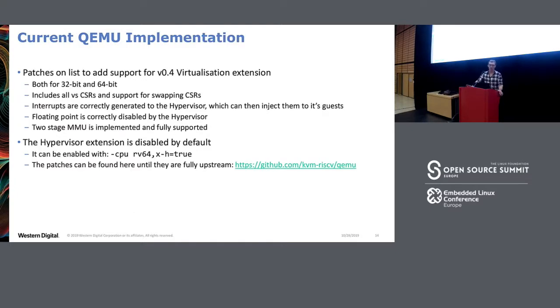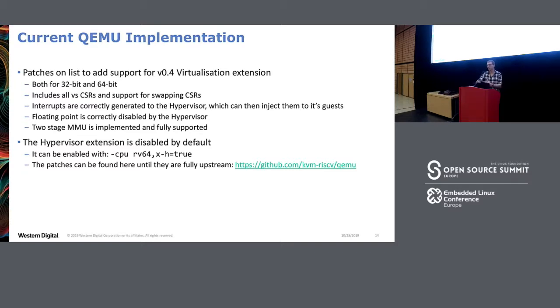So, the current QEMU implementation. Patches are on the list. Everything we do is open source. It supports both 32 and 64-bit RISC-V hypervisor extensions, all the CSRs, including swapping the CSRs that I talked about earlier. The interrupts are generated correctly to the hypervisor, which can then delegate them to the guest OSs. Floating point is correctly controlled: the hypervisor can disable guest floating point, and we handle that. And the two-stage MMU is fully supported.